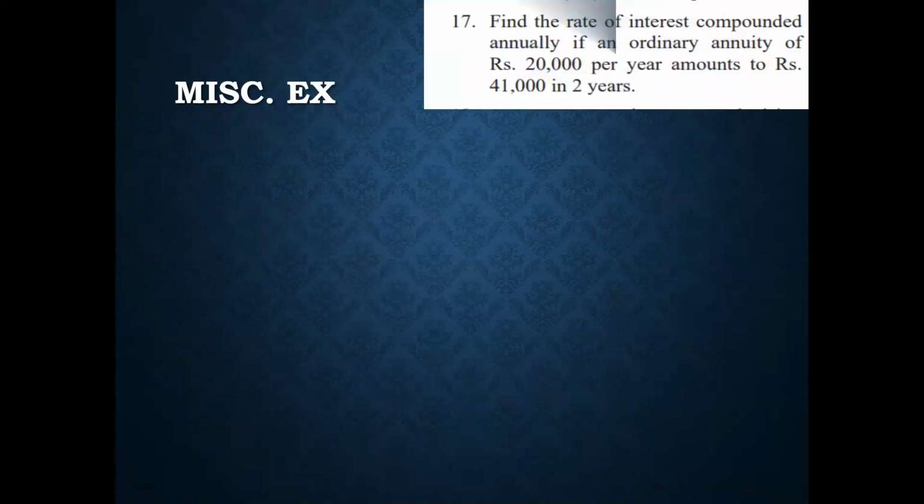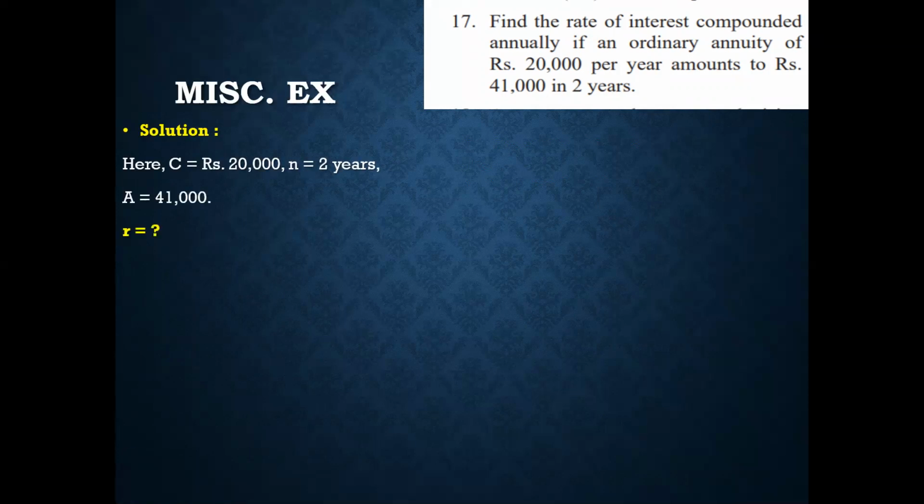Coming to the next one. Find the rate of interest compounded annually if an ordinary annuity of 20,000 per year amounts to 41,000 in 2 years. So again, the word ordinary is mentioned. That means it is immediate annuity. You have to find R. Per year words represent C and amount would represent A. So here's the solution. C is 20,000, N is 2 years, A is 41,000, R is question mark.